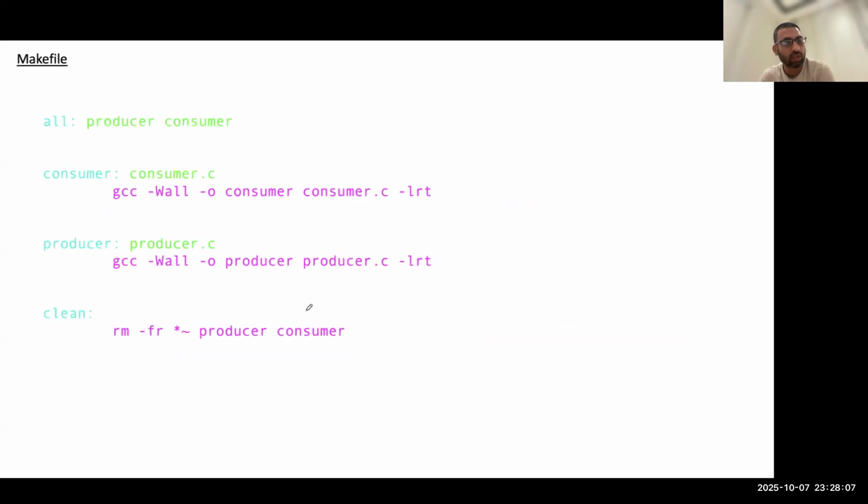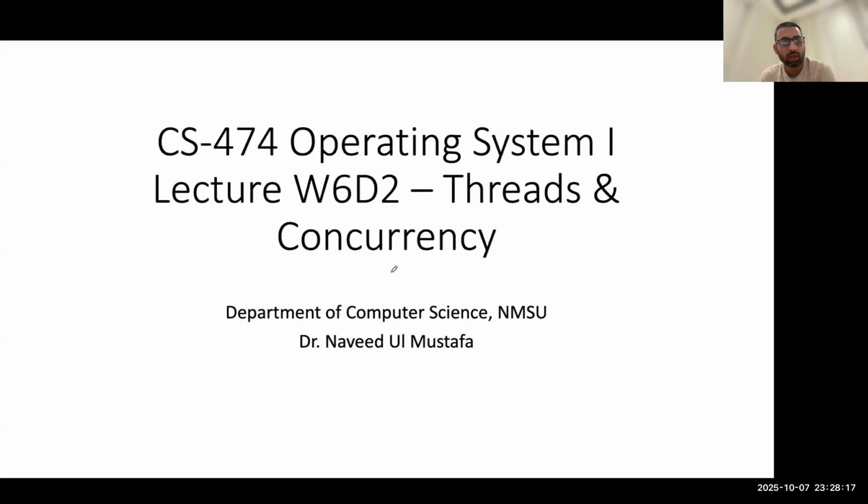Okay, so this is a makefile, which you can use if you want to, and I would encourage you to run the example on your machine. Now, remember that we were talking about threads and concurrency, and then I realized that I didn't complete the discussion of interprocess communication. So we had to go back to that topic, but now we are done with that, and we can go back to threads and concurrency. But let me give you a quick recap of what we were talking about.